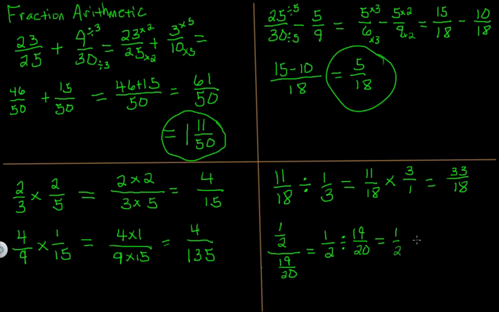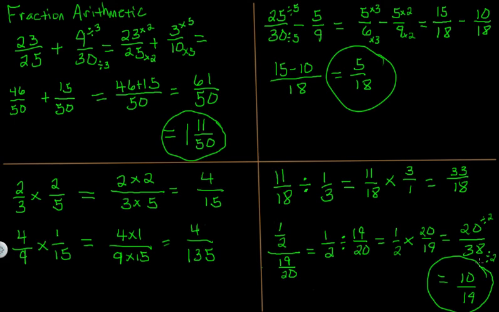We change division to multiplication, and we flip it. We find the reciprocal of 19/20, which is 20/19. All right? And so we do 1 times 20, that's 20. We do 2 times 19, that's 38. But here there is a common factor between 20 and 38, and that's 2. So we can divide our numerator and our denominator by 2. And so 20 divided by 2 is 10, and 38 divided by 2 is 19. So our final answer here is 10/19. That's it.